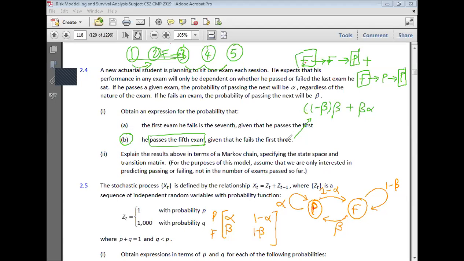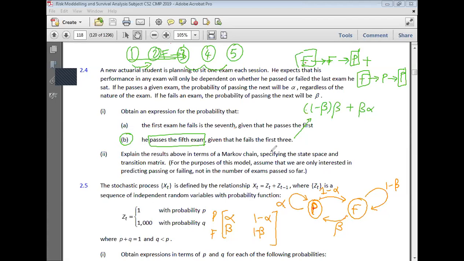So you have failed the first 3 exams. But again, to go from 3 to 4 is one transition. And then to go from 4 to 5 is the second transition. Does this make sense? And so it's like from fail to fail and then from fail to pass. Or yeah, so fail to pass and then pass. So 1 minus B into the next stage.